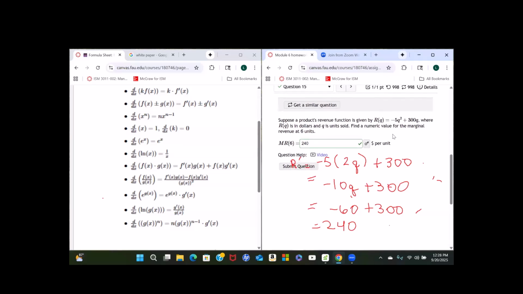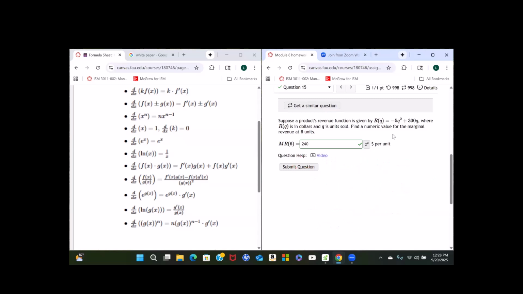I wasn't thinking about putting it in the derivative first. I was plugging it in first and then trying to find the derivative after. That's what I did too. Well, it's always going to be 0, because if you plug in 6, the derivative of any constant is always 0. It doesn't matter what it is, you're always going to get 0.